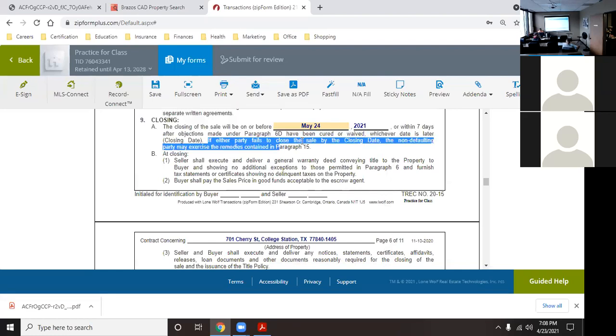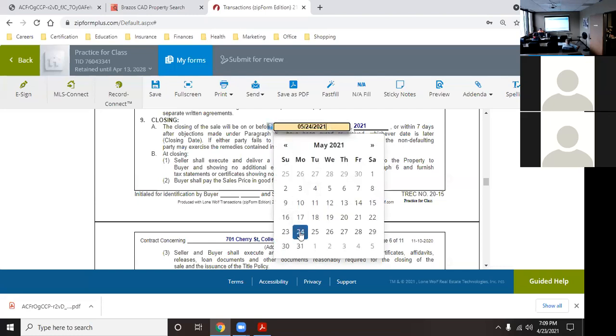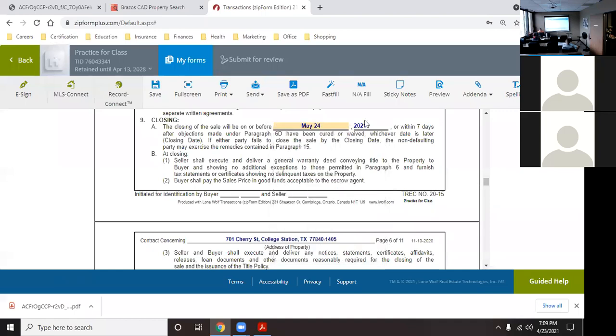And if either party fails to close the sale by the closing date, the non-defaulting party may exercise the remedies contained in 15. Again, this is paragraph 15 coming up. Like I said, you'll see it a lot in the contract. That's the paragraph that shows that you can sue for damages, sue for specific performance, or collect the earnest money. In this case, if we select the 24th and my clients go in at 8 a.m. on the 24th to sign, and these sellers do not show up that day, they want to come in on the 25th or 26th, they just don't show up on the 24th, we can then sue them for specific performance and force them to sell the house, or sue them for damages as well.